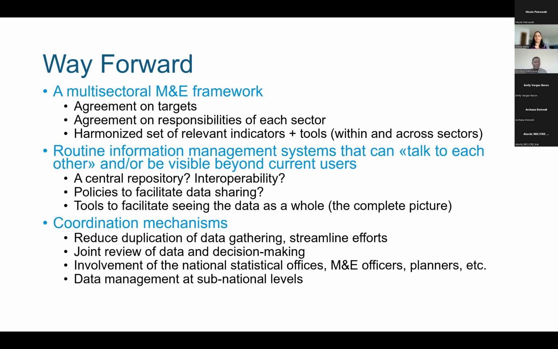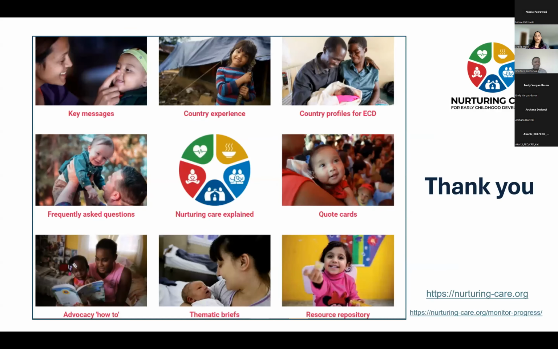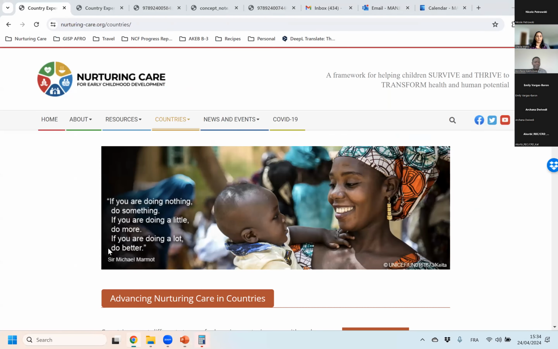So recognizing that changes in different countries. So before I close, I wanted to just remind you of the Nurturing Care website, but also show you a section of the website that might be of interest to you. So I'm going to try and flip to the Nurturing Care website if I can.